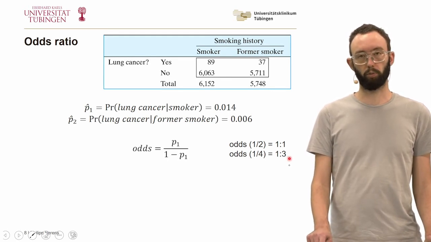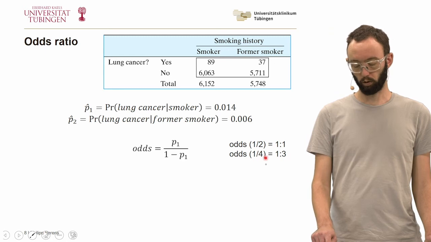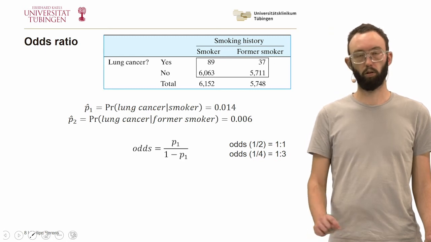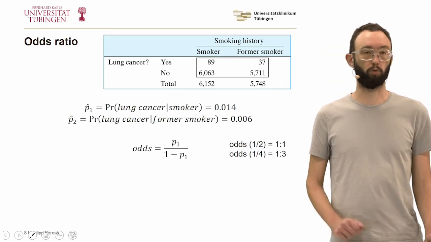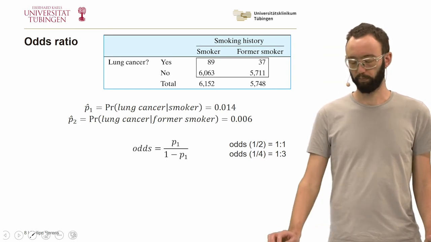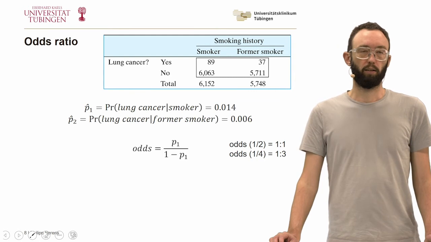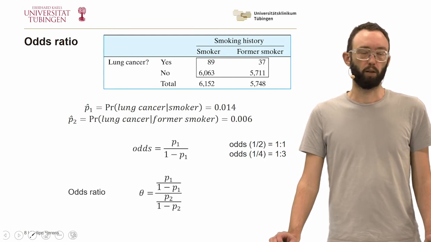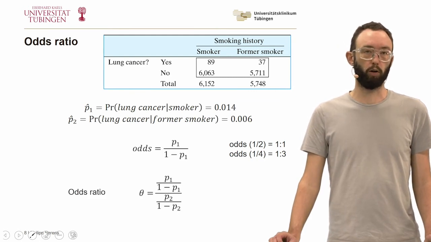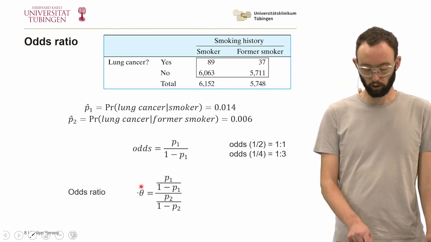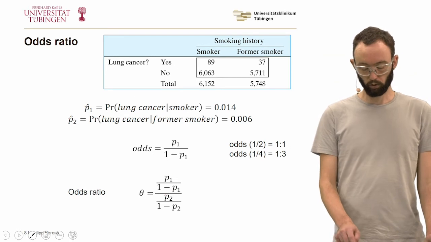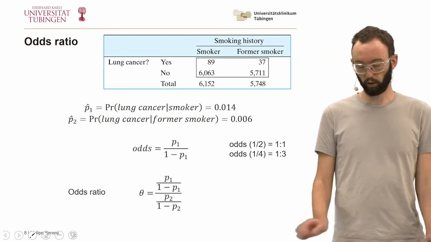One event has a probability of 1/4. That means odds that this event will happen of 1 to 3. You know this from betting, I presume. Then the odds ratio is simply the ratio of the odds of two events occurring. So the odds ratio theta is the odds of the first event divided by the odds of the second event.